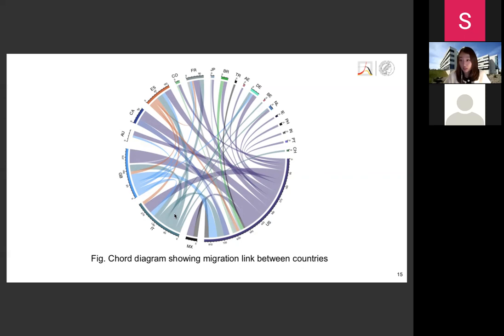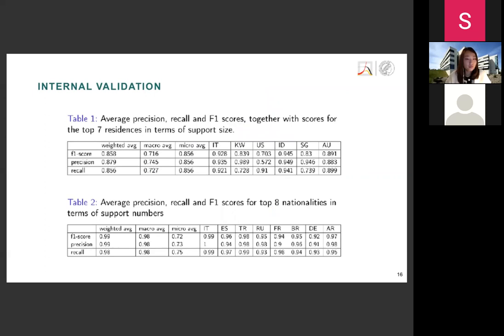All right, next step was to validate the strategy that we came up with. And to do so, we performed both internal and external validation. And first, to internally validate our results, we obtained the gold standard data set for both residence and nationality using the profile information of Twitter.